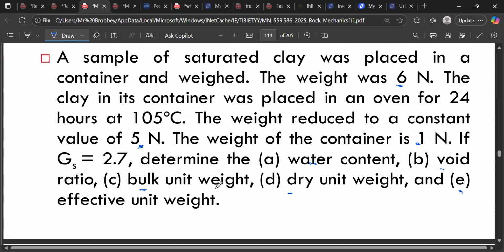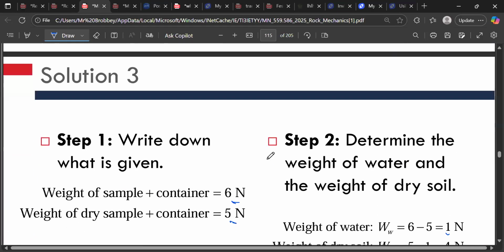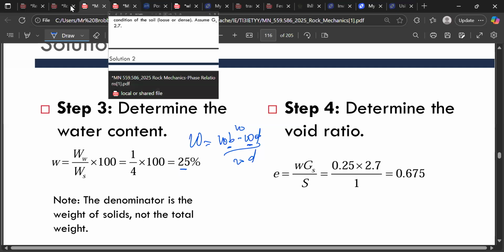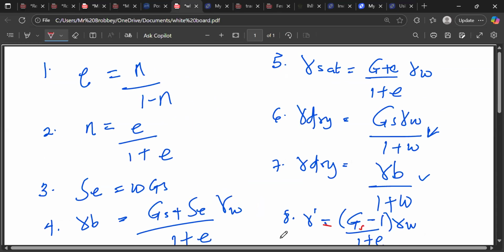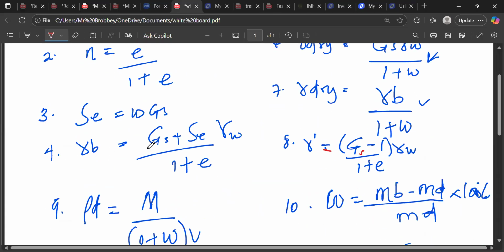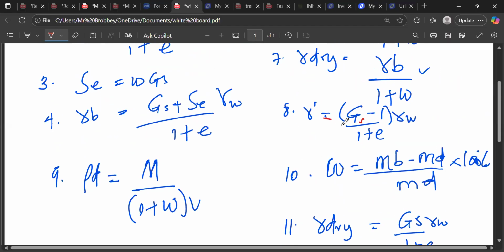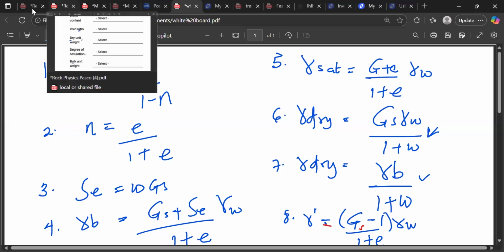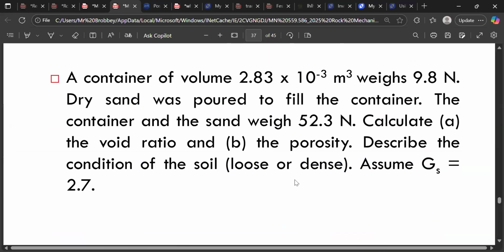What is the second parameter to find? The void ratio. Now, with this question, you only have one parameter, which is the W, and from all these 12 formulas, there is not a single one that demands only one parameter. So you'd have to see the question and think through again. Now you want to recheck the question and see what else was given.